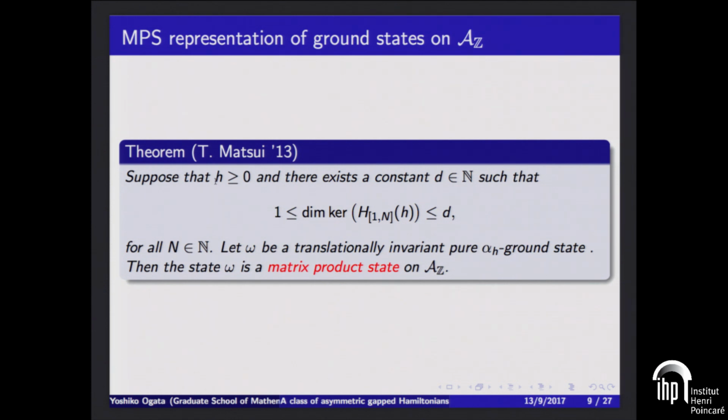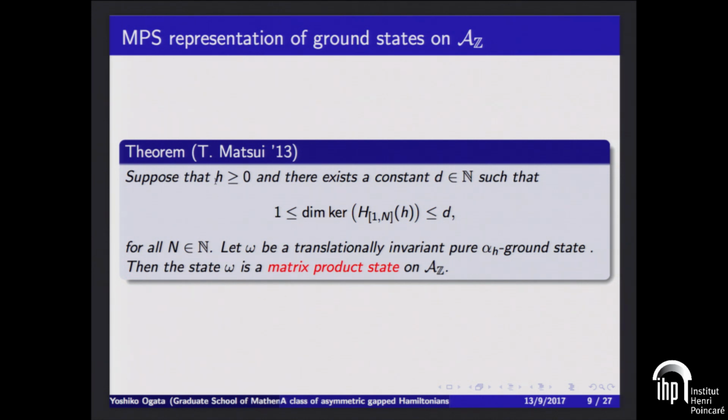Unfortunately, we have to live in this world. Anyway, he assumed this condition. As I said, the lowest eigenvalue of this Hamiltonian is now 0 from the left-hand side. This kernel corresponds to the ground state space, and so this dimension is the degeneracy of the ground state space. The right-hand side says that this ground state degeneracy is uniformly bounded from above in n. That is the second inequality. So suppose our interaction satisfies such a condition, and let omega be a translation invariant pure ground state of such an H. Then Matsui shows that the state omega is a matrix product state on the quantum spin chain.